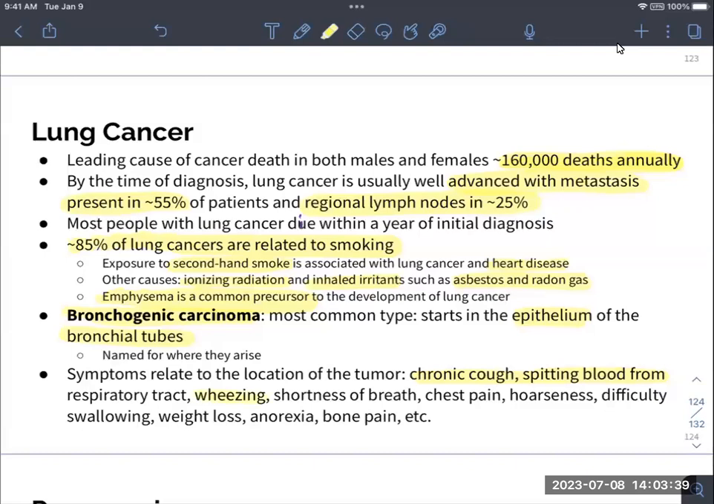Wheezing. If you put a stethoscope up to somebody's lungs to listen to them breathe, it's almost like a whistling sound that you will hear in someone who is wheezing. When they inhale or exhale, you hear this whistling type of sound in the lungs. These people tend to have shortness of breath. They can have chest pain, hoarseness, difficulty swallowing, weight loss, anorexia. If it starts traveling to the bones, they can have bone pain.